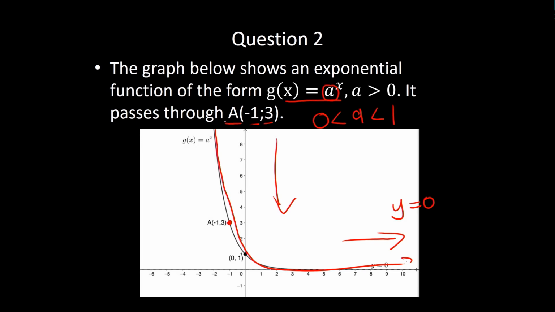They told us that the point on the graph is given as A, with coordinates x-coordinate -1, y is 3. So to find the value of little a, all I'm simply going to do is substitute in y is equal to a to the power of x. I'm going to substitute y as 3 and x as negative 1, and then I need to solve for a.